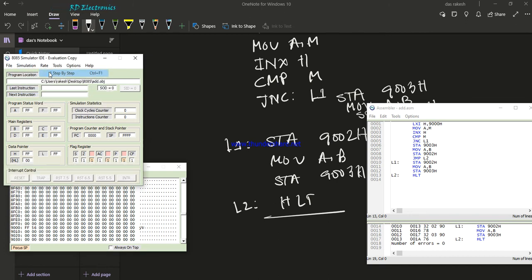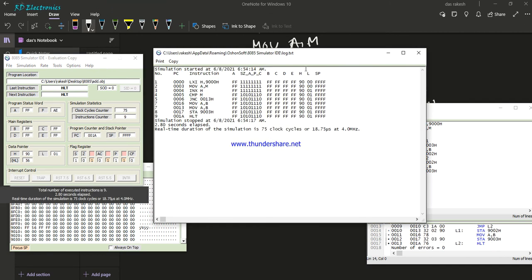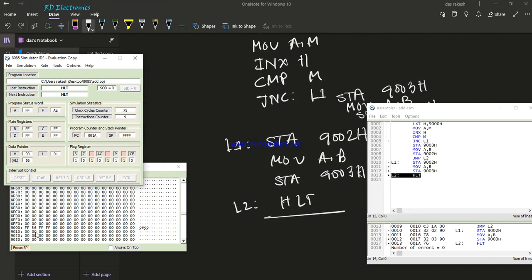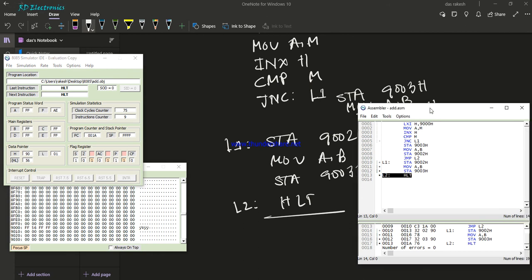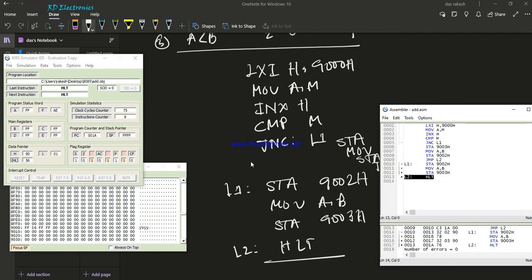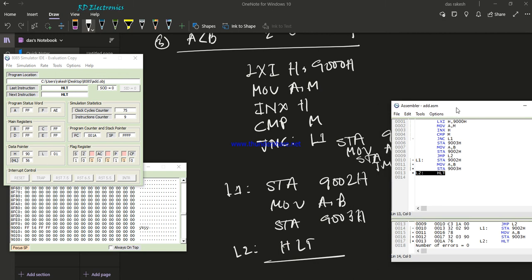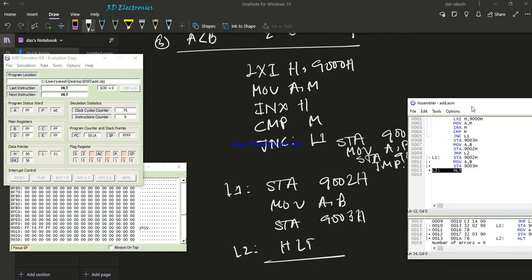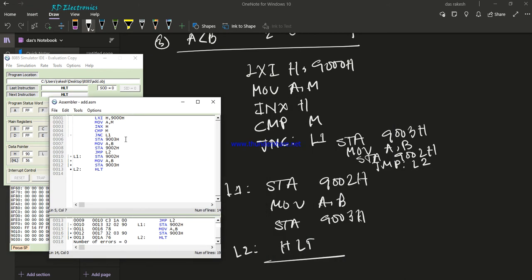So now run the solution step by step. Start. After this operation, we see that here I have some problem. The problem is that both are FF. Why? Is there an error in this line or not? I see that this is INX H, I wrote the code, CMP M, JNC L1, and then STA 9003, MOV A, B, STA 9002, then JMP L2.